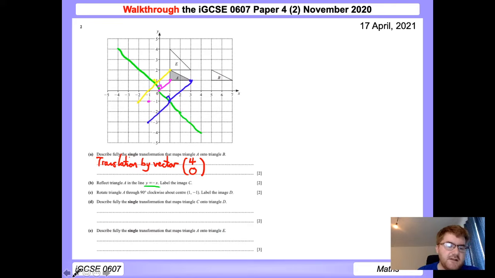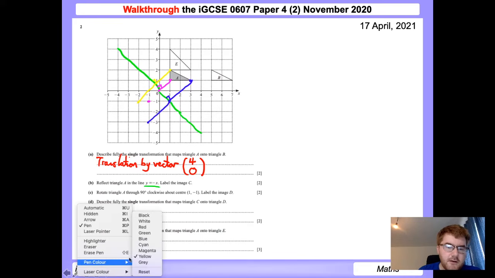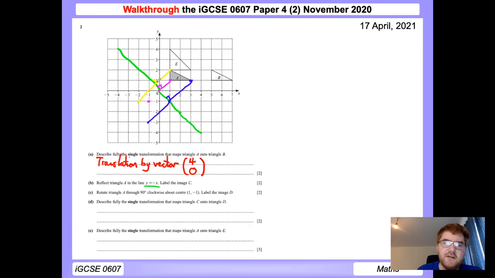Once you've done the 3 points, either using tracing paper or using the method I've done here, then you can just draw in the triangle like so. Not the best triangle in the world. We're going to label the image C. So make sure you label this for your examiner C so they know the triangle that you've actually drawn. That is probably the worst triangle I've ever drawn, but you can see the idea here.